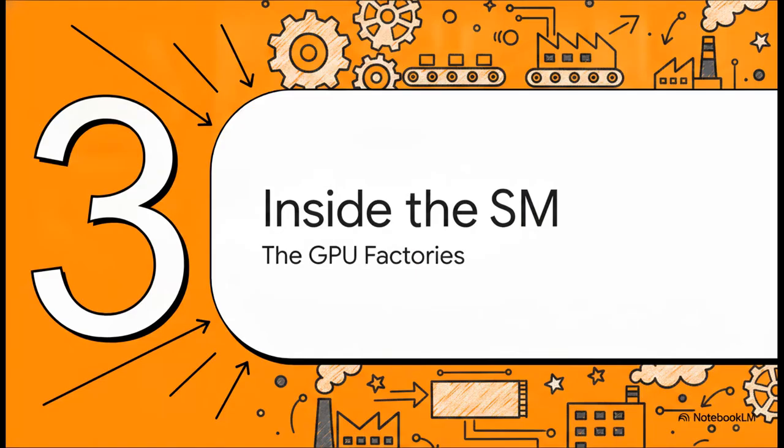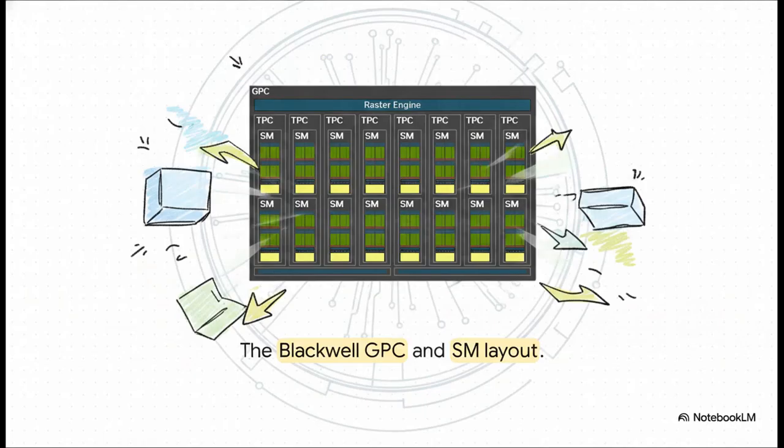All right, on to Section 3, inside the SM. Welcome to the GPU factories. So, if we look closer, the GB202 chip is divided up into graphics processing clusters, which contain texture processing clusters, which finally house what we call the streaming multiprocessors, or SMs for short. The full chip is packed to the brim with 192 of these SMs, with 170 of them active on the RTX 5090. And these SMs are the absolute fundamental workhorses of the entire GPU. Literally everything from rendering realistic lighting to calculating complex AI physics, it all happens right inside these blocks.